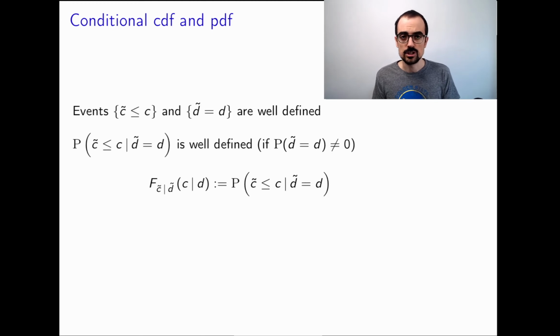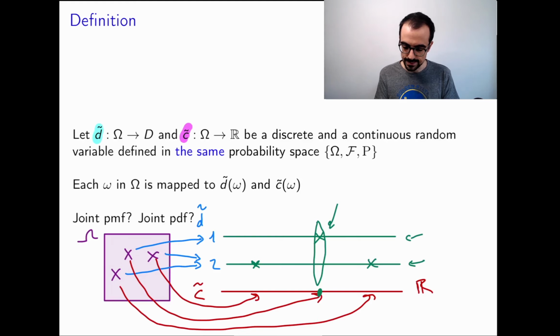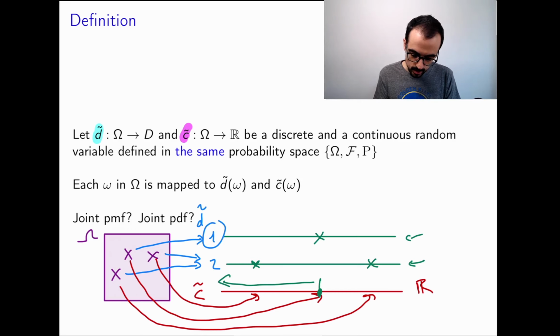Okay, so let's start with the conditional CDF and PDF of a continuous random variable given a fixed value for a discrete random variable. The events C is smaller than a certain value. Let me go back to my picture for a moment. So we can think of the event C is smaller than a certain value, so C is here. And at the same time, D is equal to, let's say, 1. We can go back here and see, from all of these points that get mapped to 1, how many of them are mapped to values for which the random variable C is smaller than a certain value. So this could be maybe this part.